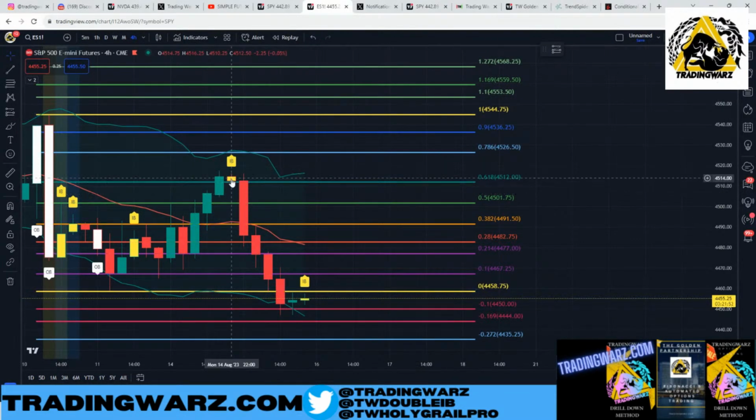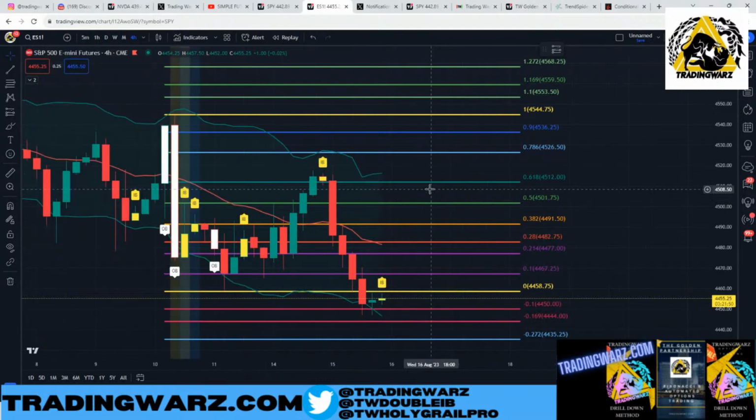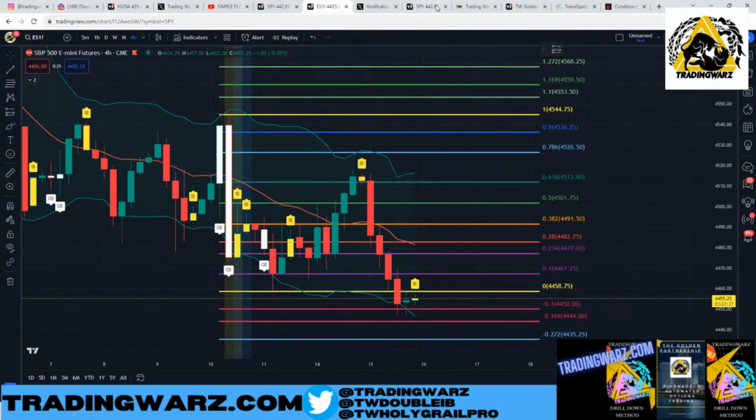Okay, what's that pattern right there, guys? So that's an inside bar. That shows on the 618 there's a pause. There's a stop. So that right there, guys, that's your confirmation using the candlestick on the actual level.